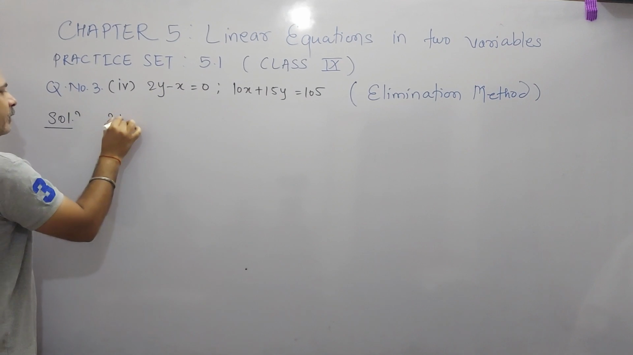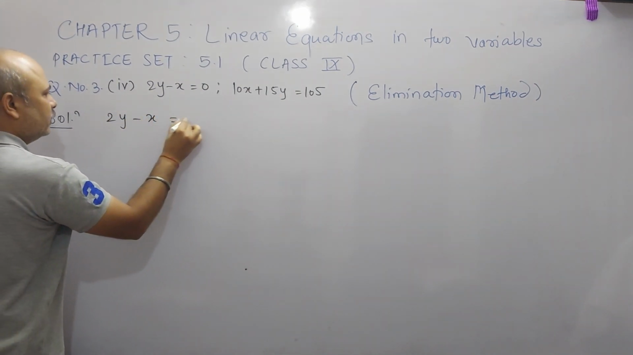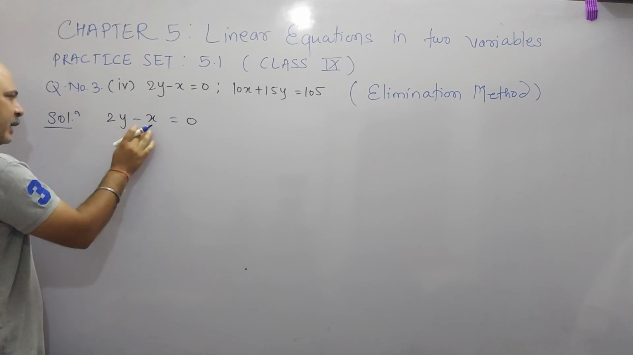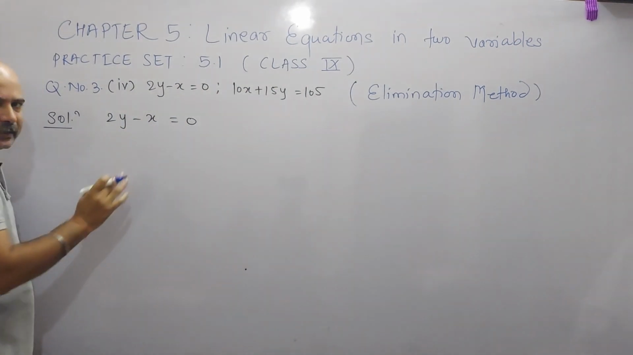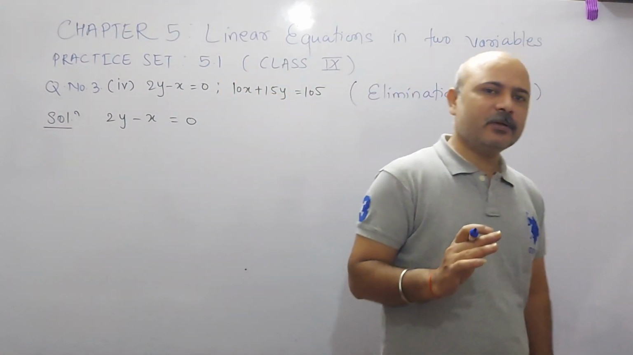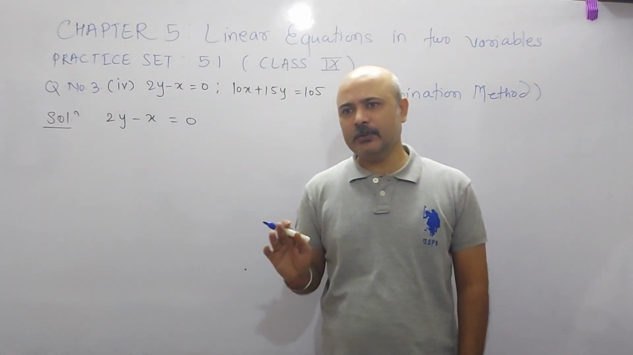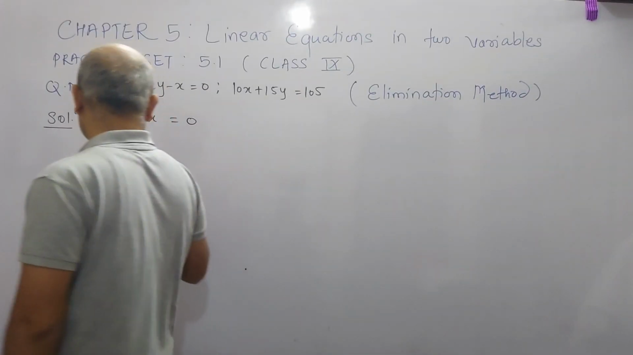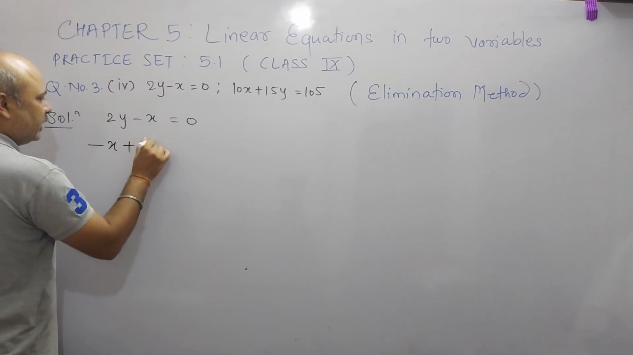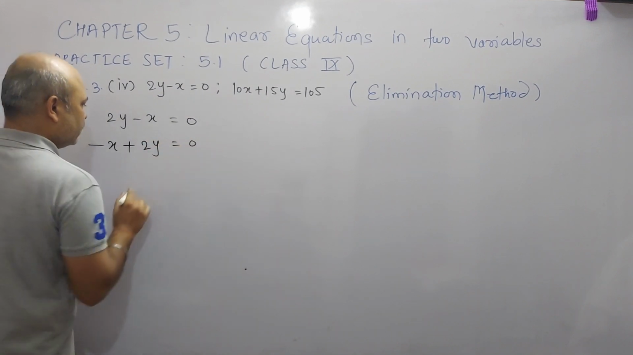First we'll write 2y minus x is equal to 0. This is the first equation. So first you write x and then you write y in standard form. So what is the standard form of a linear equation in two variables? Ax plus by is equal to c. So first we'll write the x term. So this is minus x and then plus 2y. This is equal to 0.